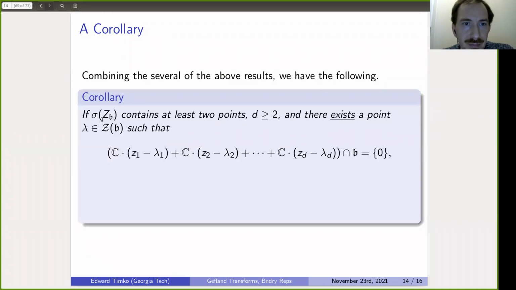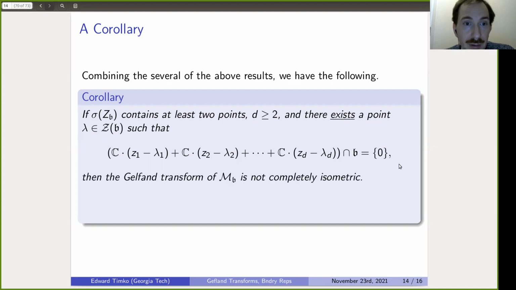where it says that if Z sub B, the spectrum, contains at least 2 points, D is greater than or equal to 2, and there simply exists a point lambda in the 0 set, that is to say in the spectrum intersect the ball, where we have the same equality, then the Gelfand transformation of AB is not completely isometric.